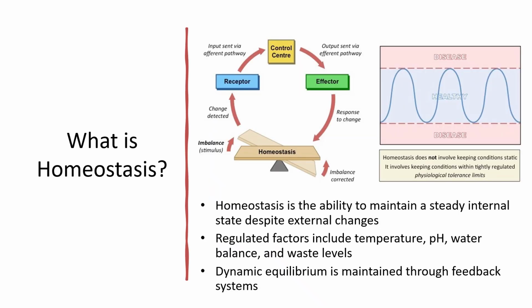Homeostasis is the ability to maintain a steady internal state despite changes in the environment. Factors like temperature, pH, water balance, and waste levels are carefully regulated through feedback systems. It's a dynamic equilibrium. Things are always changing, but within a safe range.